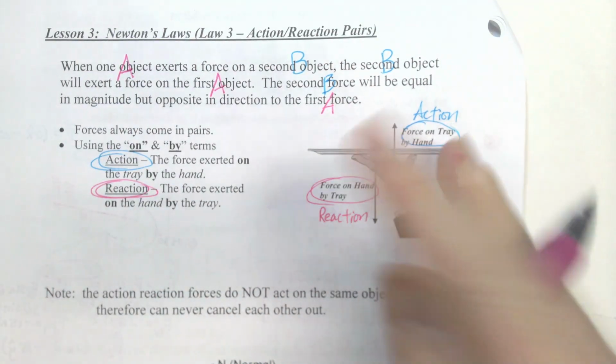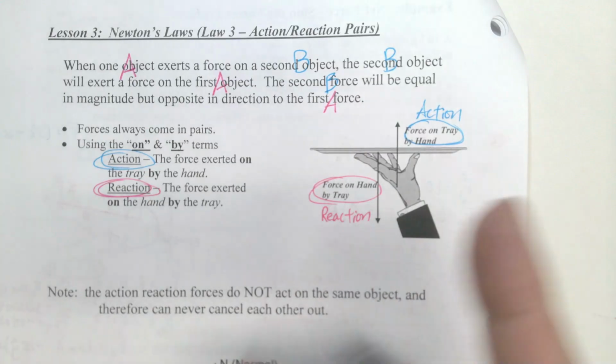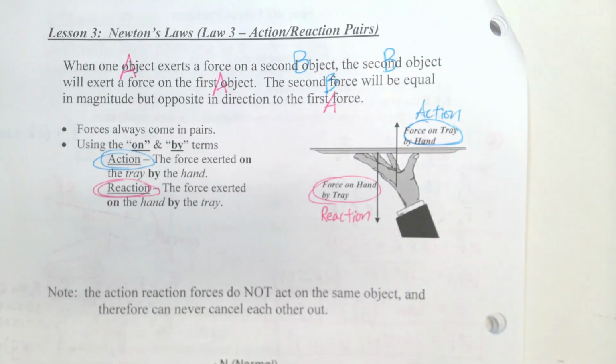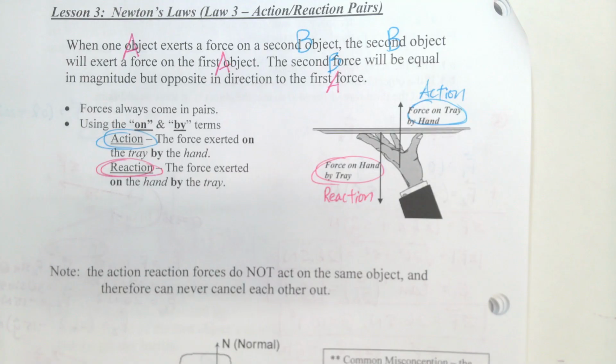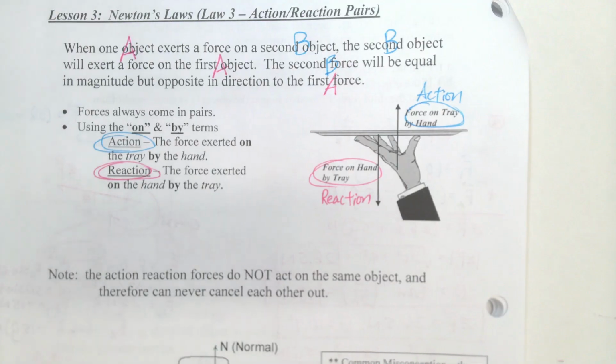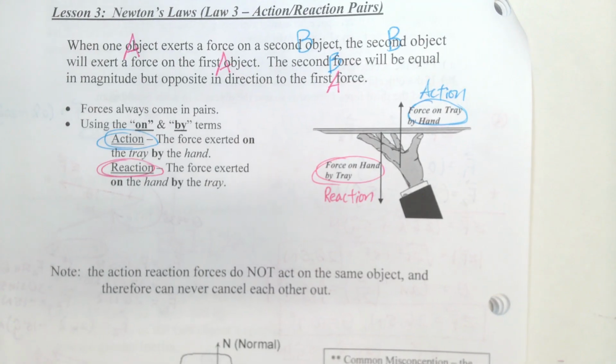Okay. Or you could flip it, you know. It doesn't really make a difference, really. All right? You could flip it. Yeah. What if you were to throw the tray forward? What would be the reaction in that case?